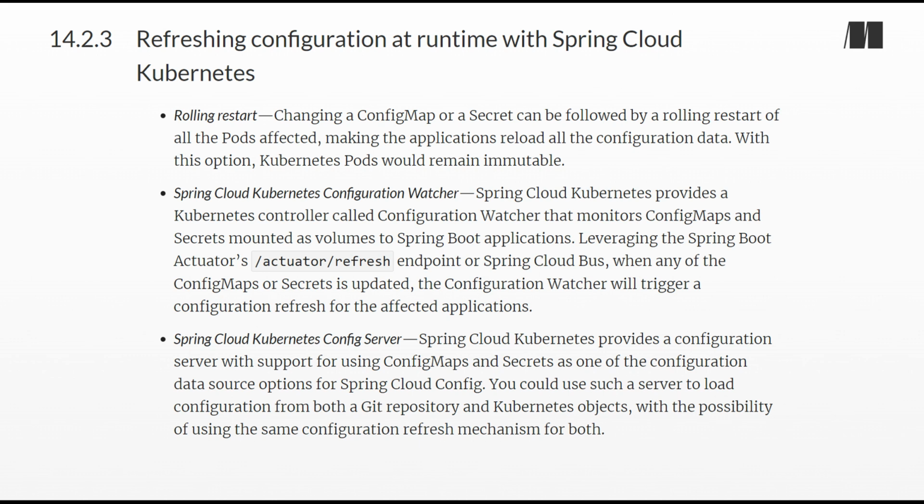Spring Cloud Kubernetes Config Server. Spring Cloud Kubernetes provides a configuration server with support for using config maps and secrets as one of the configuration data source options for Spring Cloud Config. You could use such a server to load configuration from both a Git repository and Kubernetes objects, with the possibility of using the same configuration refresh mechanism for both.